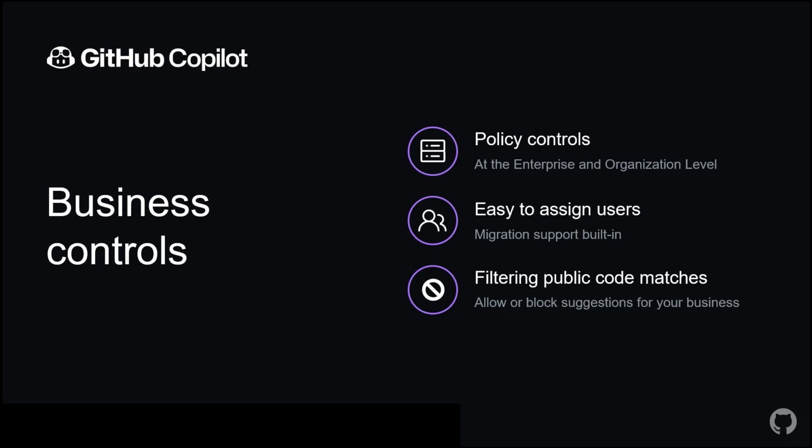For Copilot for Business, there is policy control at an organizational level, so that public code filtering feature can be enabled across the organization. And it also allows ease of use to assign licenses to your users. And of course, it still has the public code match filtering feature as well.